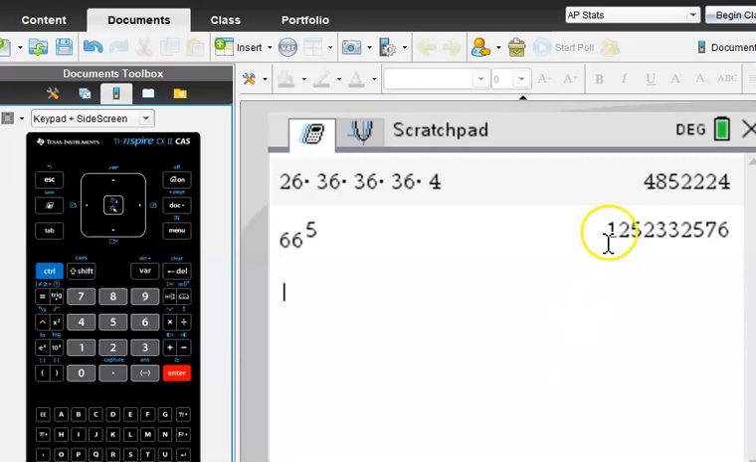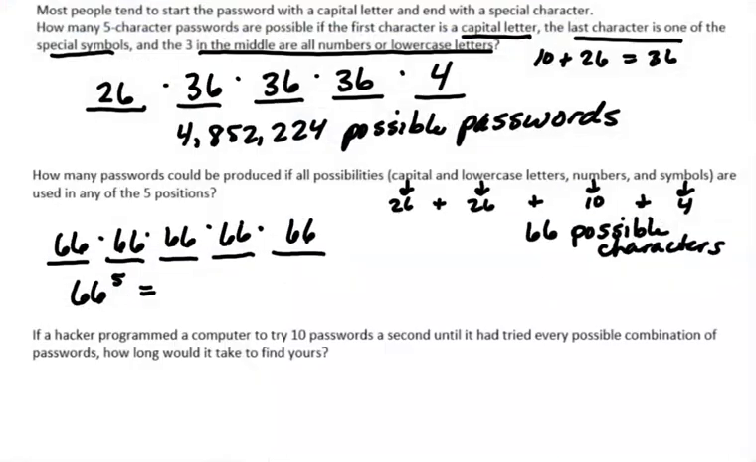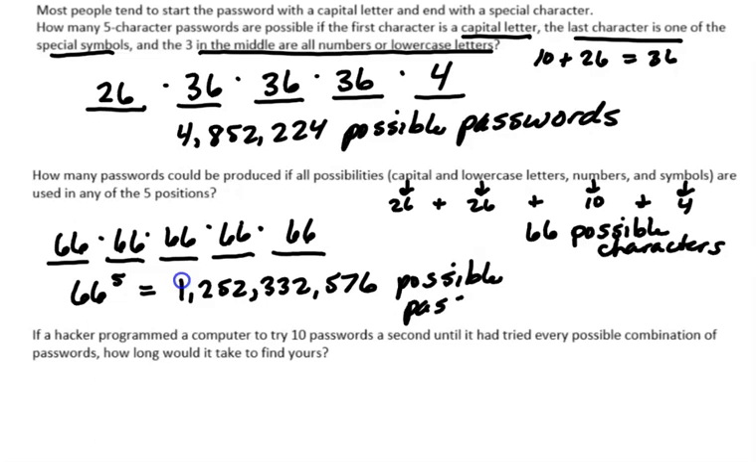I'm up to over 1 billion different passwords. So this turns out to be 1,252,332,576 possible passwords. I'm feeling a little more secure now.